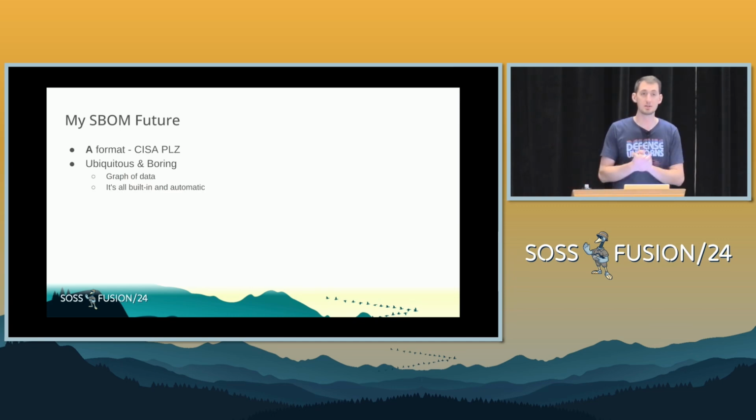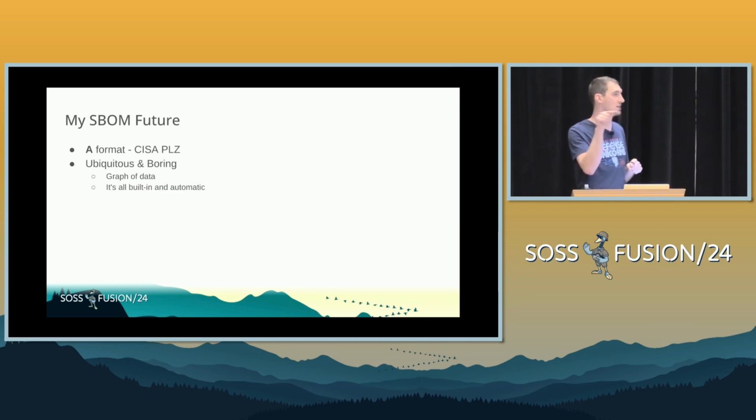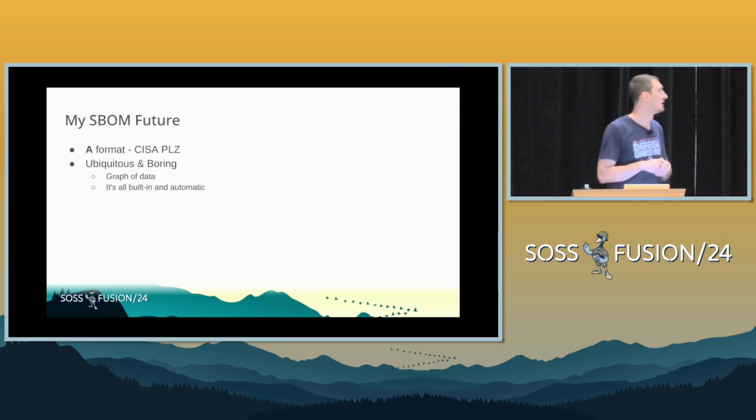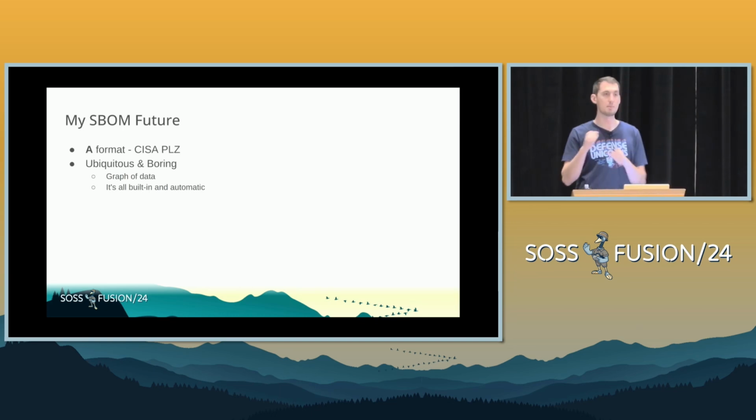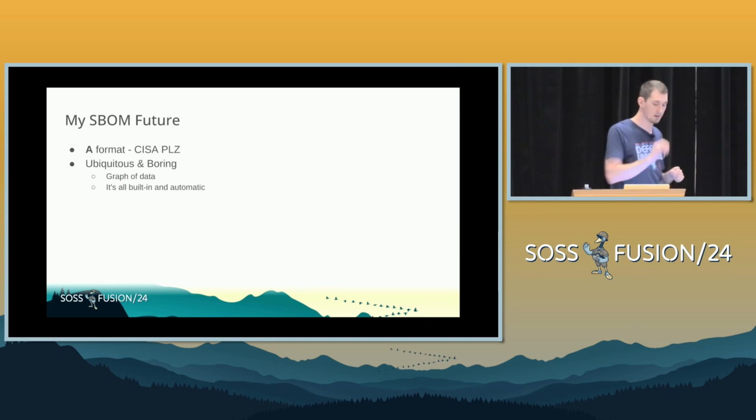Again, this needs to be built in and automatic. I need to be able to get an SBOM out when I'm running a Maven build. I need it to not be something I have to think about. My build tool should automatically produce this for me, and I can give it a file name that it figures out.